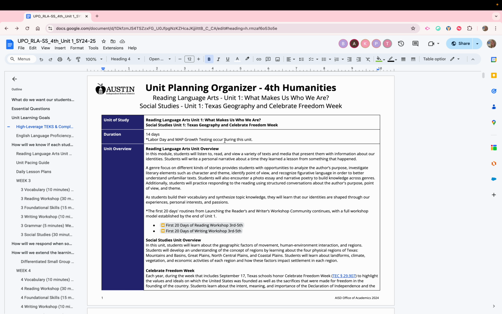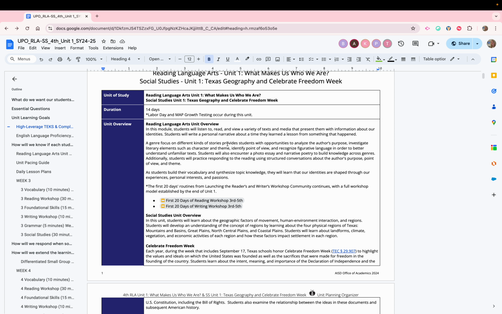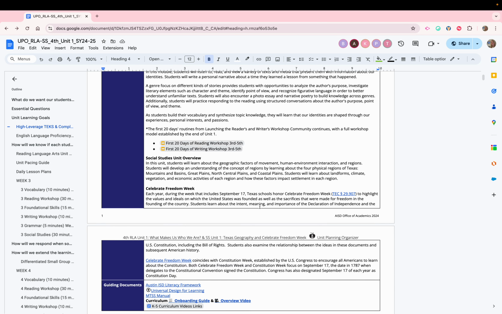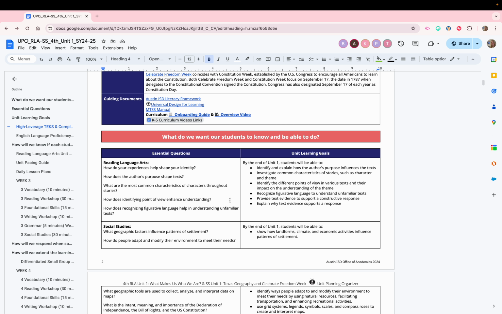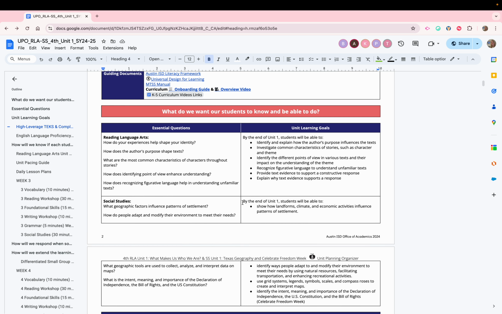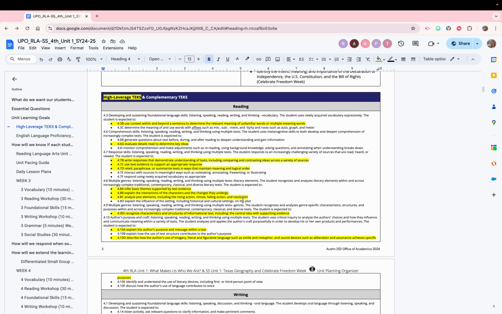Like we've done before, we are going to start at the top here. Make sure that we know what's going on with the unit. In the overview, you will not find any particular information about grammar. So as we scroll down, in the essential questions and unit learning goals, you're not going to typically find any information about grammar. In the TEKS, high leverage TEKS and complementary TEKS, you will find some information as long as you know where to find it.